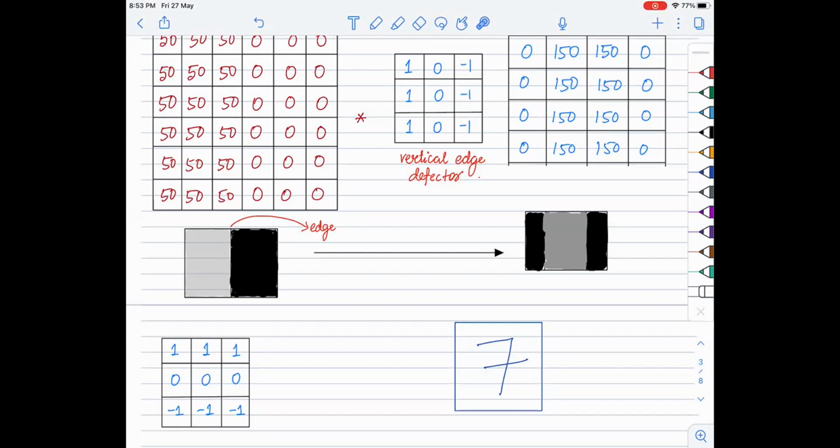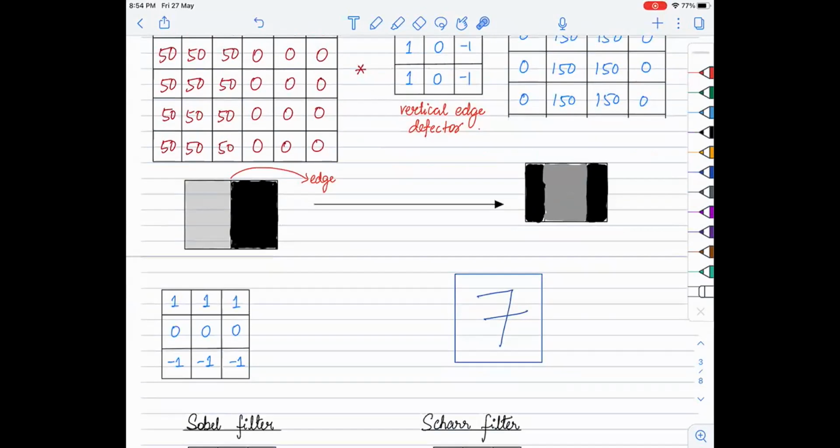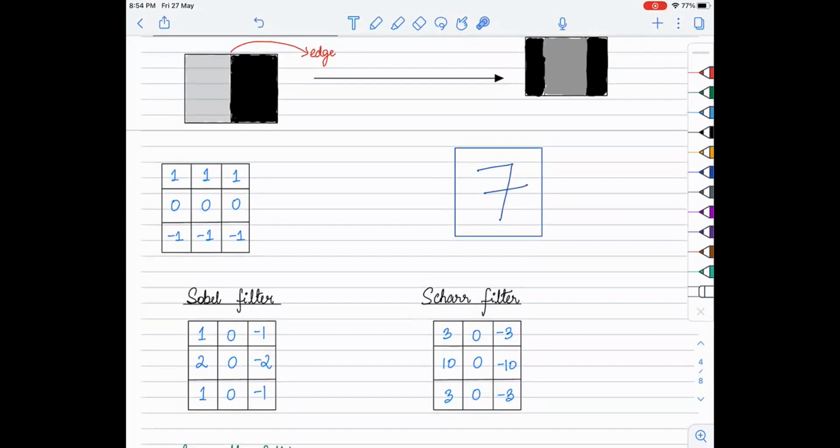Now, the next interesting question was, I think somebody had asked, I forgot who, how do I come up with this filter? So people were trying to come up with better and better filters, better and better detectors. Sobel, to be precise, was a computer scientist who came up with his own filter. He said, use my filter, this is a better edge detector. Scharr, another computer scientist, came and said, no, my filter is even better.